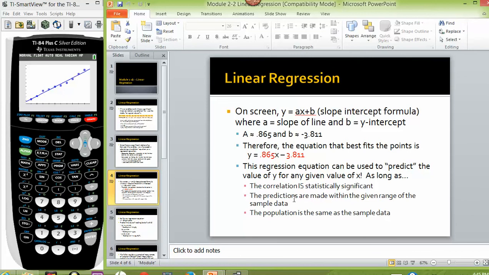You want to make sure you're staying within the given range of your sample data, relatively speaking. Don't want to go too far. That's called extrapolation. And then you want to make sure that your correlation is significant. The fact of the matter is we can get a set of points that's scattered all over the place, and our calculator will find a regression equation for it, whether it's statistically significant or not. So we can make wrong predictions because our original data was not statistically significantly correlated.